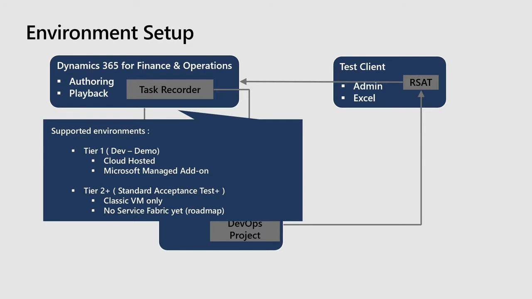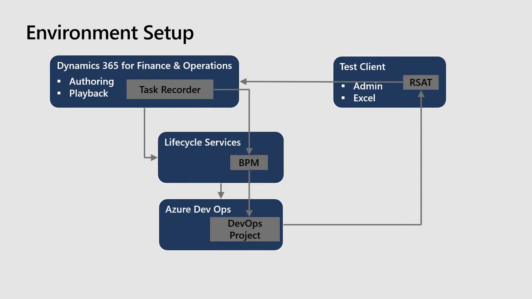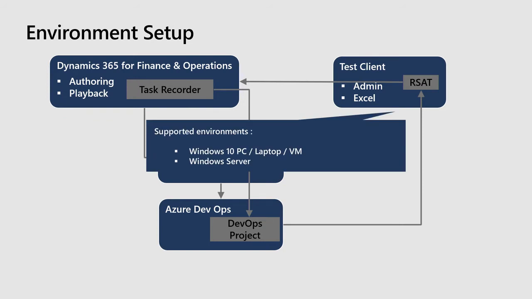We support any Finance and Operations environment. You can use a tier 1. Of course, a tier 2 is more likely to have your production data on it, or at least a newer copy. We don't support Service Fabric yet, but it's on the roadmap. But on the test client, where the RSAT is installed, you do have to have admin access to that machine because you have to install the RSAT tool. It supports Windows 10 and Windows Server.